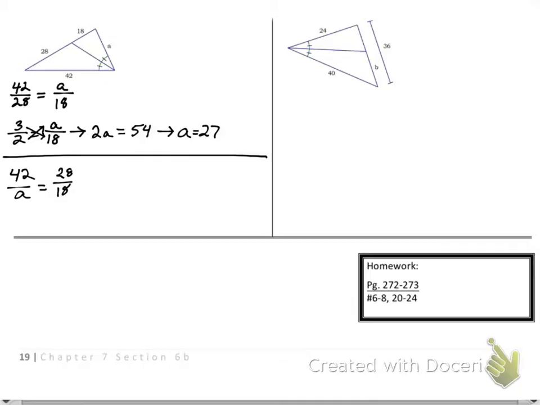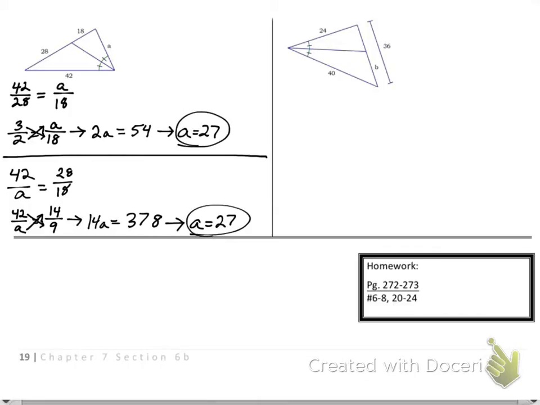No, that's fine. All right, so we have 42 over A is going to equal, well, I could divide by 2 in both these, 14 over 9. Cross multiply, that is going to equal 14A equal to 378. If I divide both sides by 14, my A is going to equal what in this one? 27. Hey, it worked.